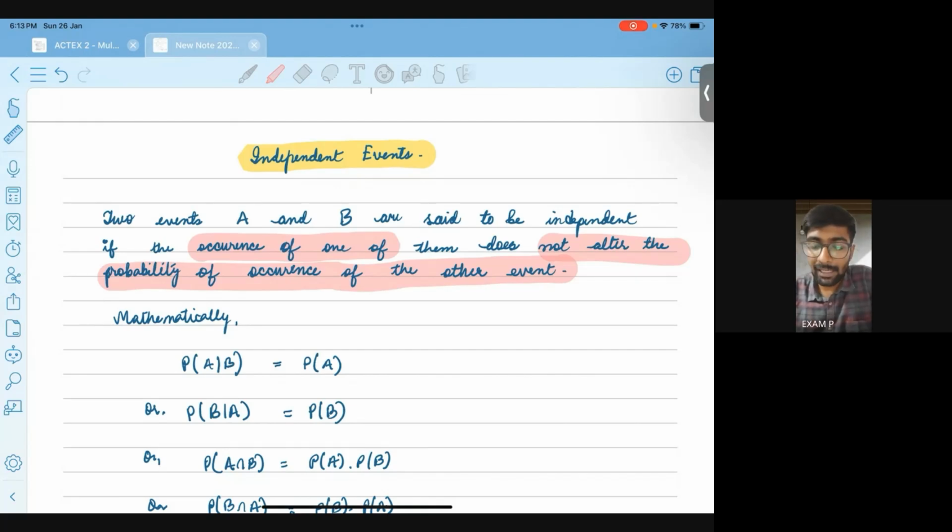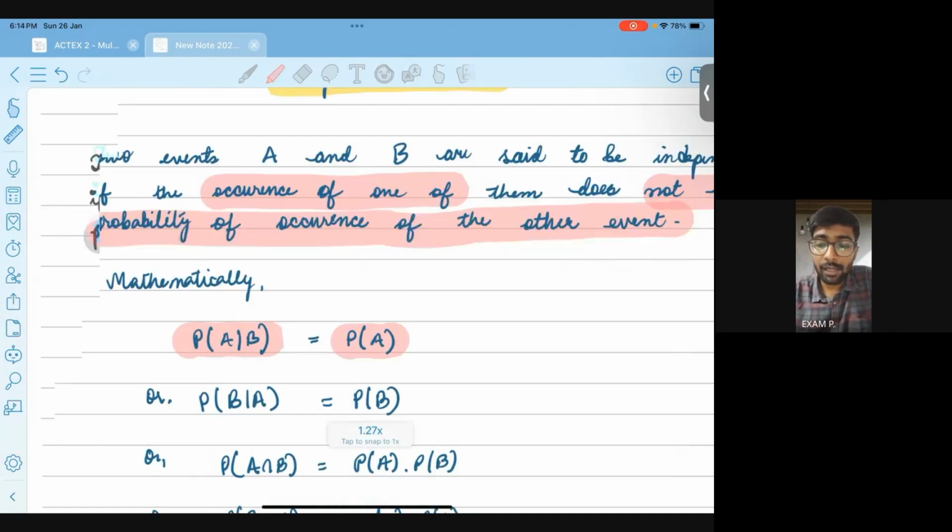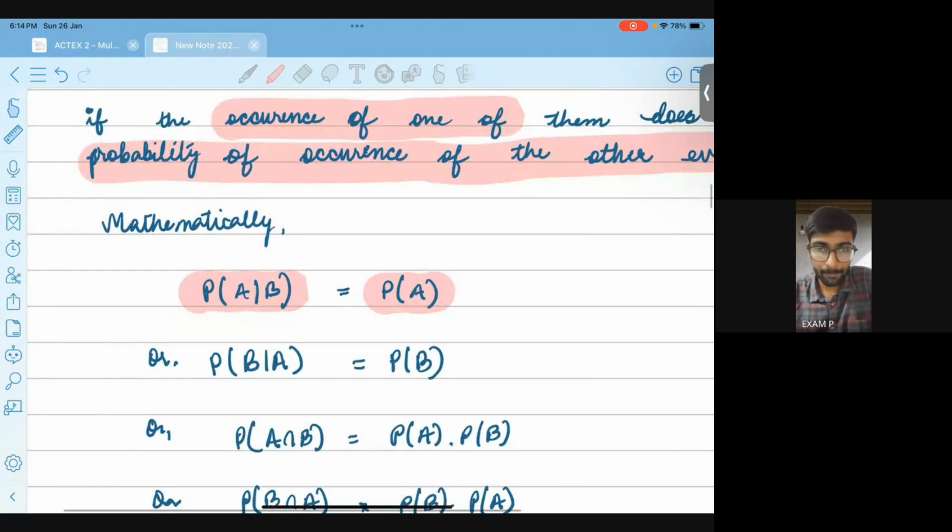So mathematically, these are the conditions. This is the conditional probability of A given B. Given information of B, that is not affecting your probability of A. That's why this conditional probability is as good as the unconditional probability, which is the probability of A, which means A and B are independent. Or in other words, you can say that the probability of B given A is the same as the probability of B.